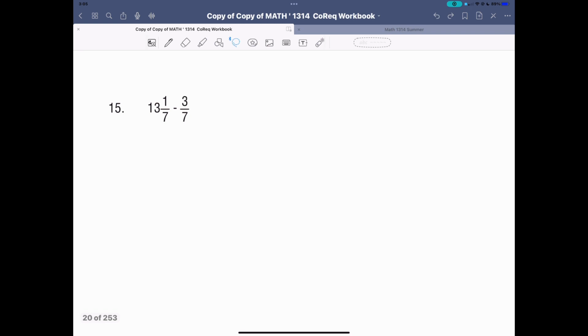For number 15, we have to create a mixed number from 13 and 1/7. So when we're creating a mixed number from 13 and 1/7, you're basically saying that you have 13 times 7 plus 1. So when I bring that together, I get 92 over 7. So 92 over 7 minus 3 over 7 is going to be 89 over 7. And that's already in lowest terms.